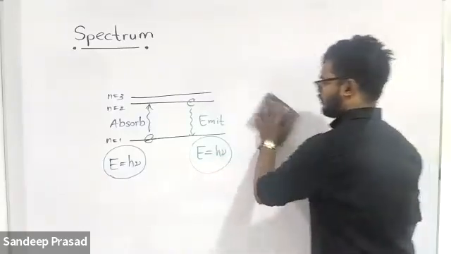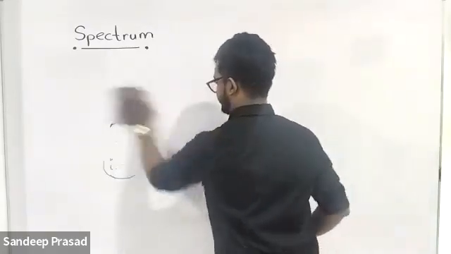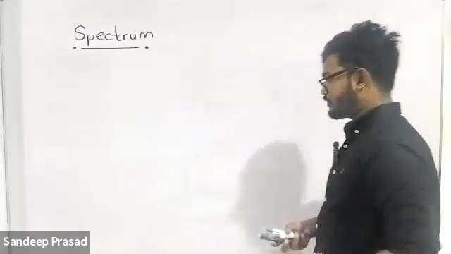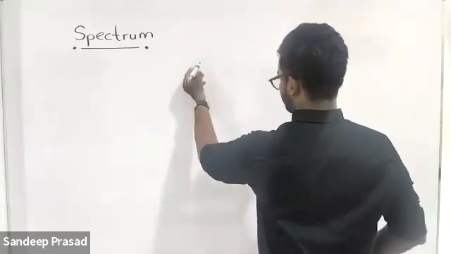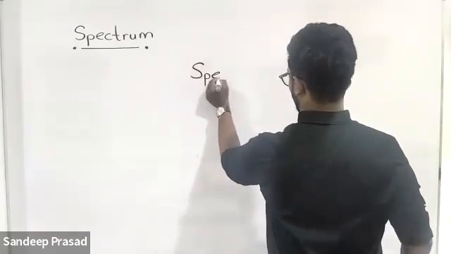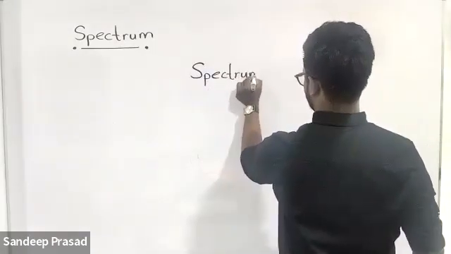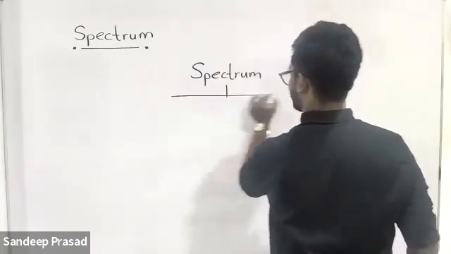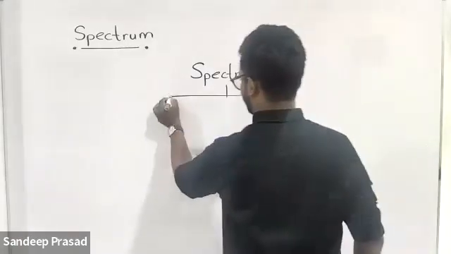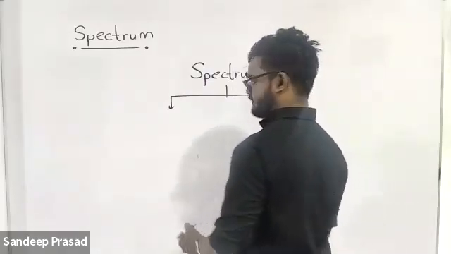Now, let's go through the classification again that we learned regarding the spectrum. The plural term is spectra, but anyway, I'll use spectrum here. Spectrums can be divided into two parts. Can you remember what the two parts are?